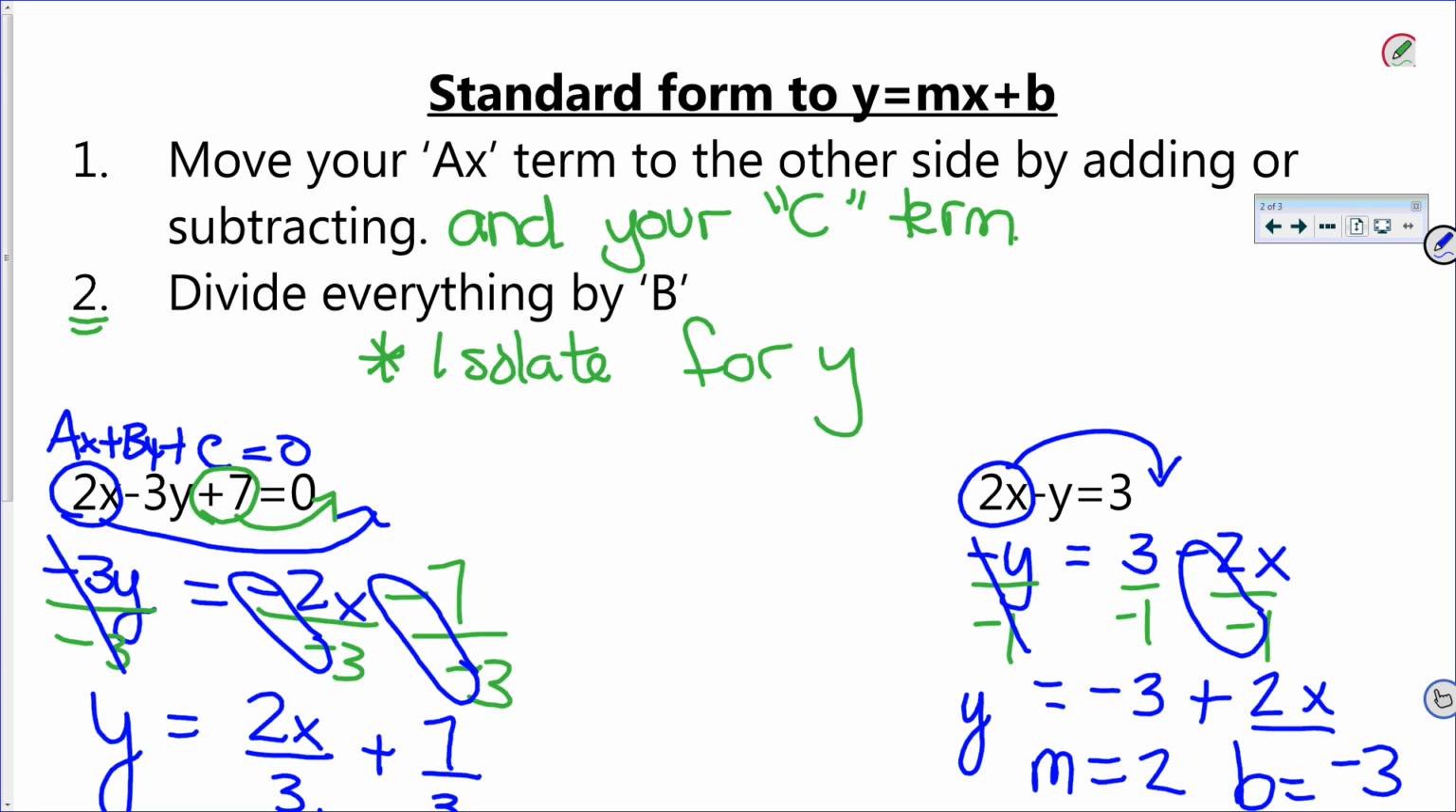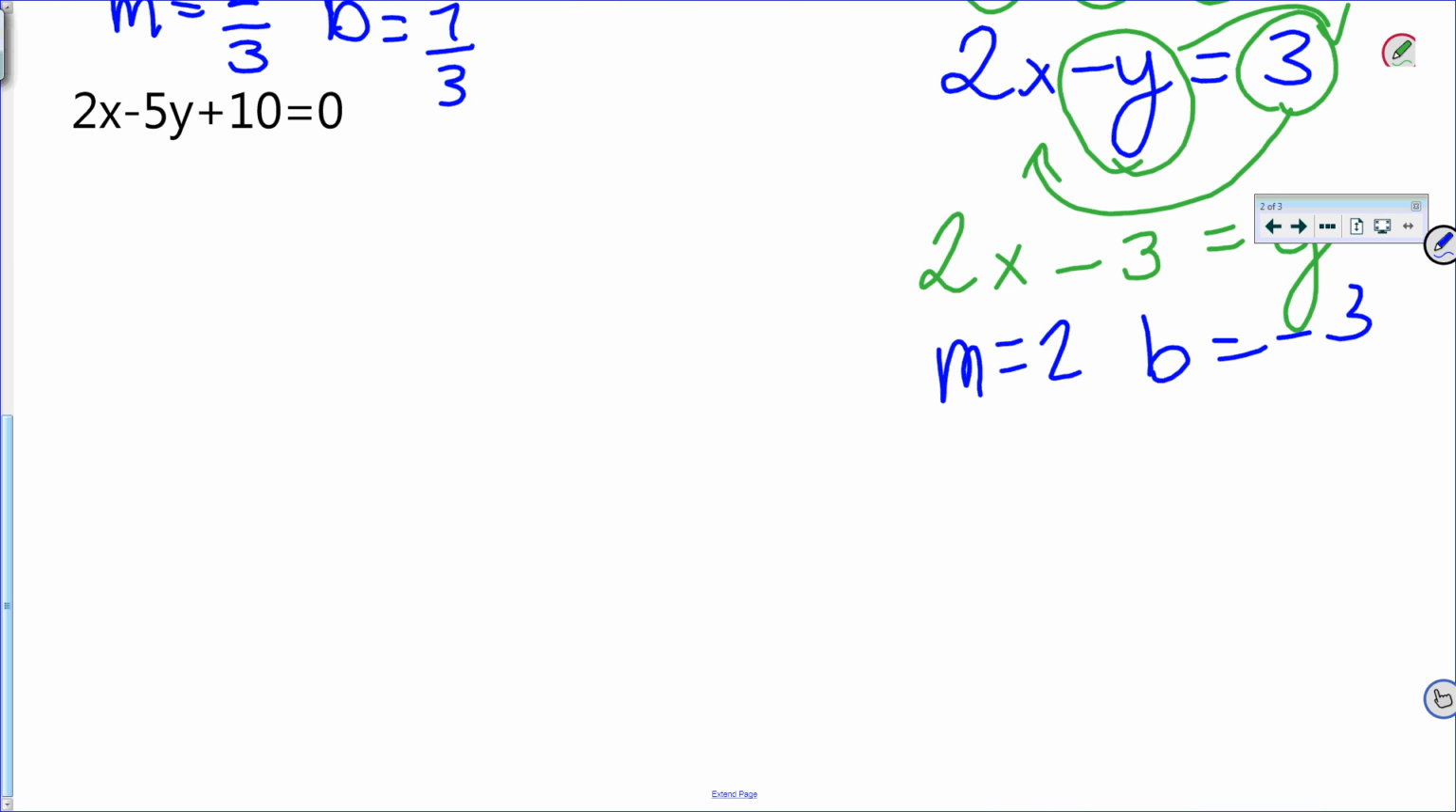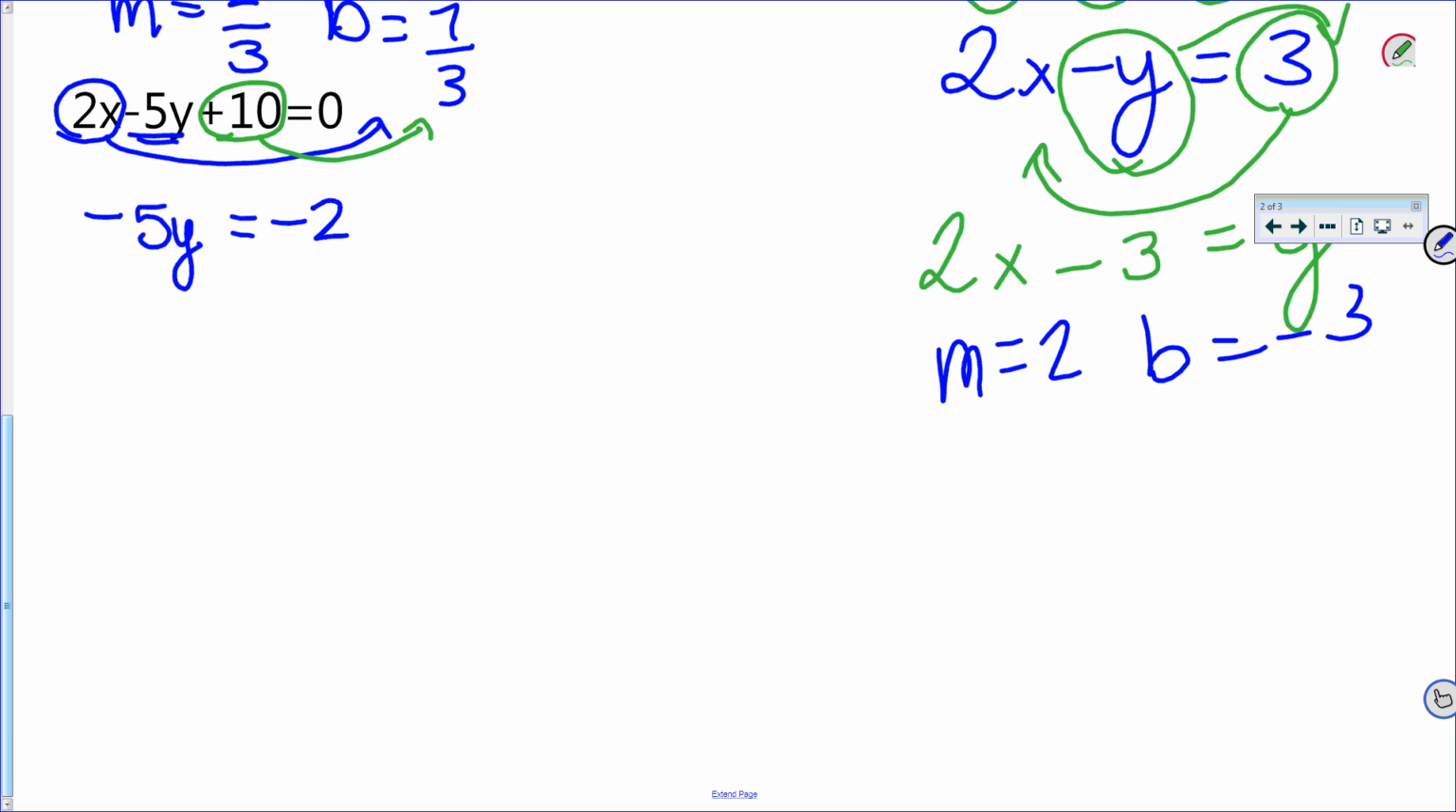Okay, and then the last example that we're going to look at here is this one. So again, I want to move my ax term over. What does that mean? Just the term with the x in it. So I take this 2x, and I'm going to move it over. I have another thing I want to move over, which is the positive 10, and I'm going to move that over there. So what will I write? Again, be careful here. Negative 5y, because that's what's here, is equal to negative 2x minus 10.